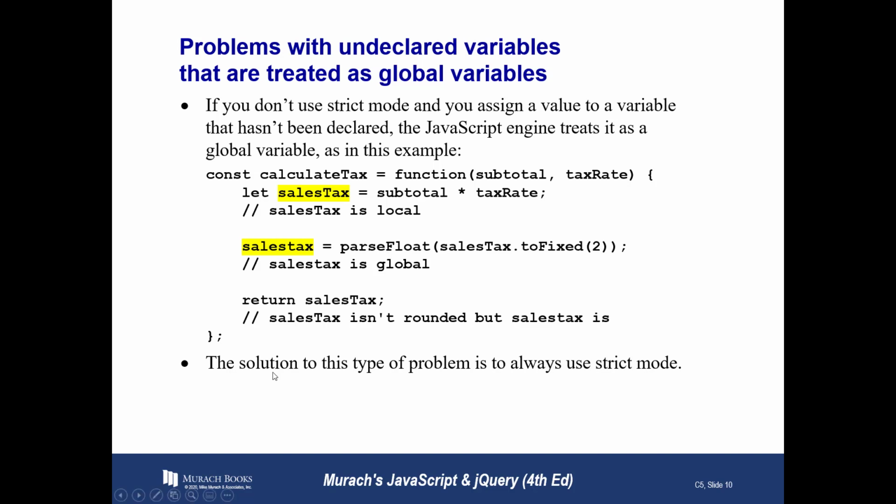Remember that when you declare a variable and you don't give it a value, all right, it says if you don't use strict mode and you assign a value to a variable that hasn't been declared, JavaScript makes it a global variable. So notice right here, it's going to make a brand new variable called sales tax. And it's different than that one because here the T is lowercase and here it's uppercase. By putting in use strict at the top of the program, it'll find that and give you an error.